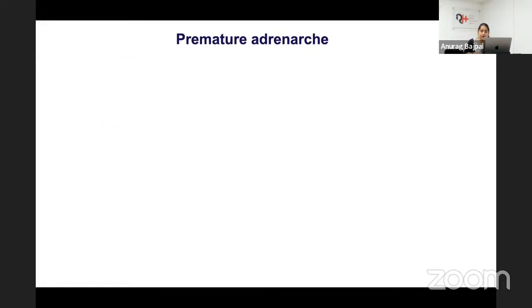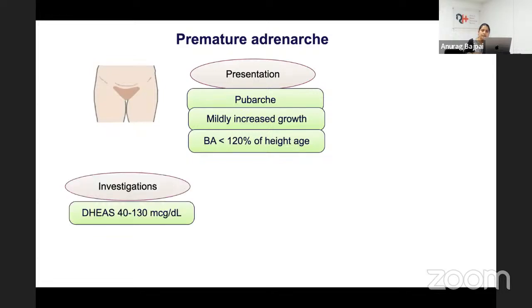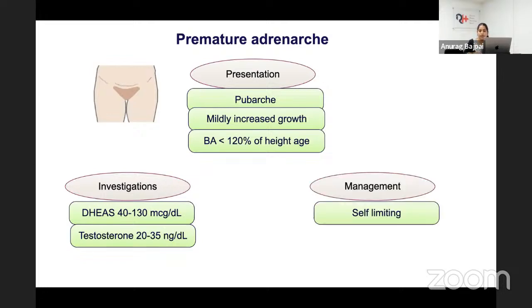In the premature adrenarche, there is a slight increase in growth. The patient is slightly taller. The bone age is slightly advanced, but not so much that it will compromise the final height. The DHEAS level and the testosterone level are in the pubertal range, that is 40 to 130 microgram per dL DHEAS and 20 to 35 nanogram per dL testosterone. Generally, these cases are self-limited and do not require any treatment.